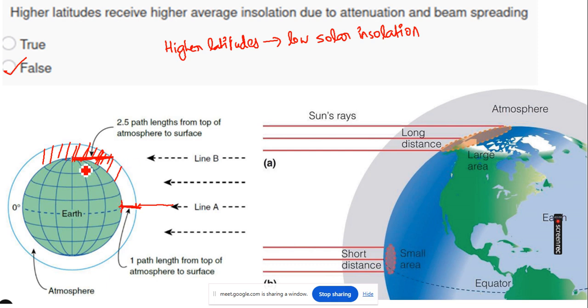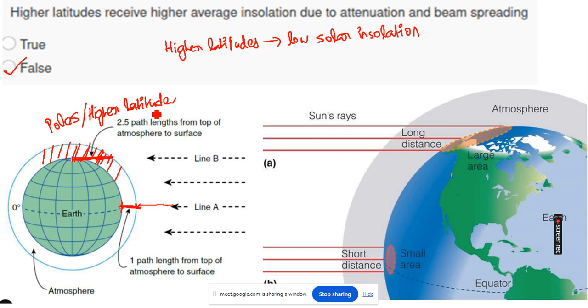So because of this, the attenuation or the loss of radiation due to the interaction with the atmospheric particles is higher over the poles or the higher latitudes compared to that of the lower latitudes or the equator. So this particular phenomenon is known as attenuation. So this is one reason because of which the insolation or the incoming solar radiation over the polar regions or the higher latitude regions is less compared to that of the lower latitude regions.